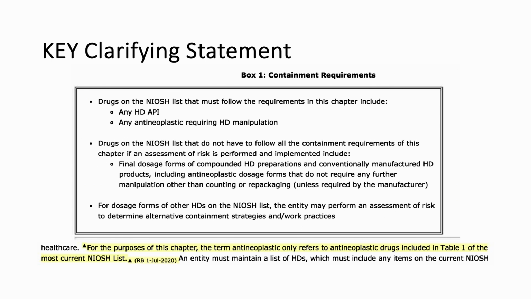So if an assessment of risk is not chosen to be done on drugs, then yes, every single drug that's hazardous must follow USP 800 100%. But again, only USP 800 says that the only drugs that have to follow are the hazardous drug APIs and the antineoplastic drugs requiring manipulation on table 1 of NIOSH.